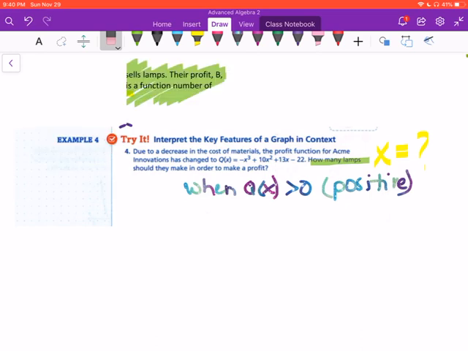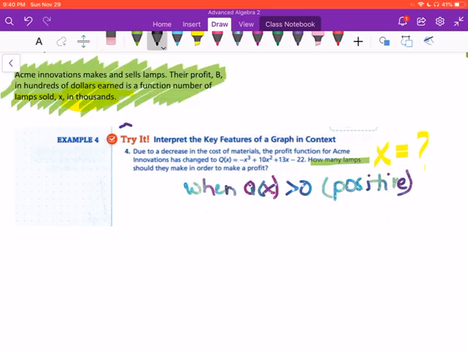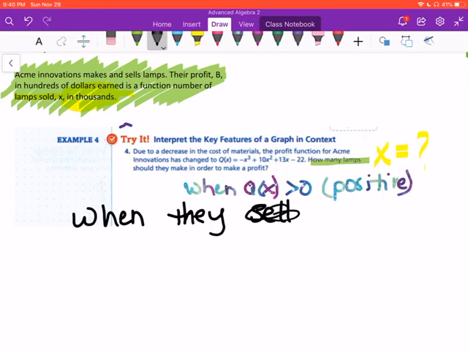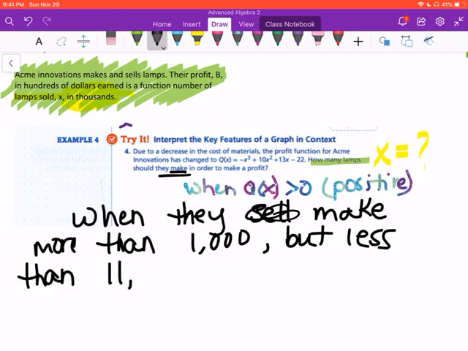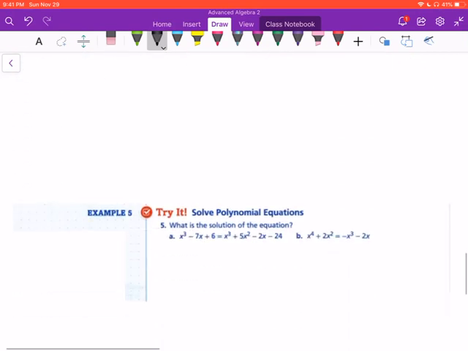When do they make a profit? They make a profit when they make, because the question is when they should make, more than 1,000 but less than 11,000 lamps. Done. That was quick. All right, next question, and this is the last one.